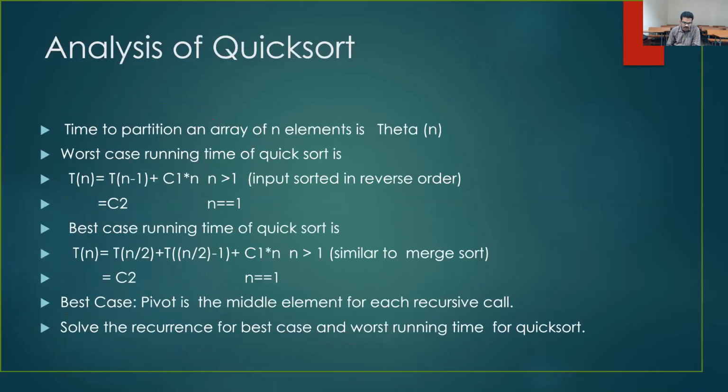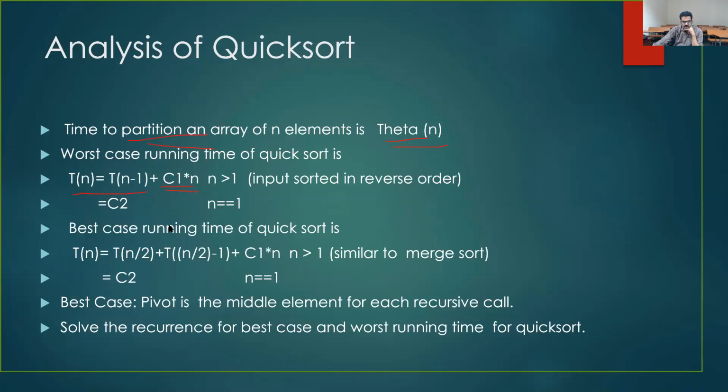So the worst case will be like T(n) is the time to sort n minus 1 elements, plus C1 star n. This C1 star n is for the theta of n partition function. This is the worst case. You can solve this by solving the recurrence relation that we saw in the merge sort example. I'm not going to repeat it again here.